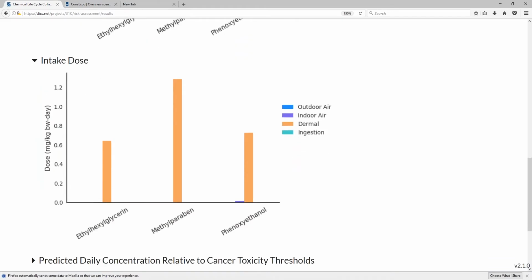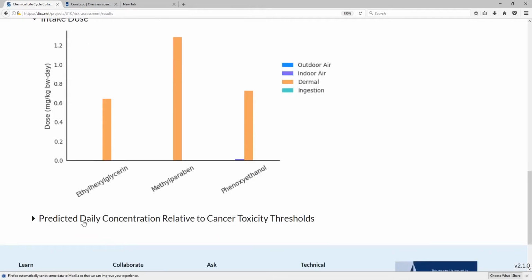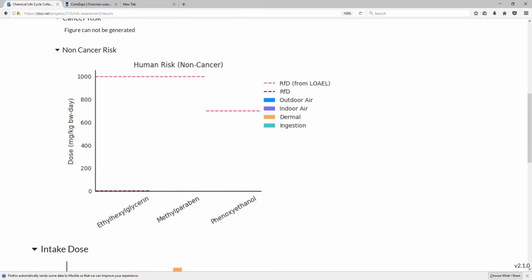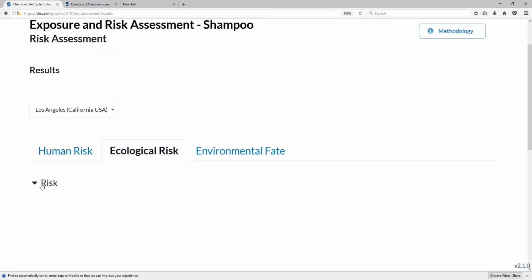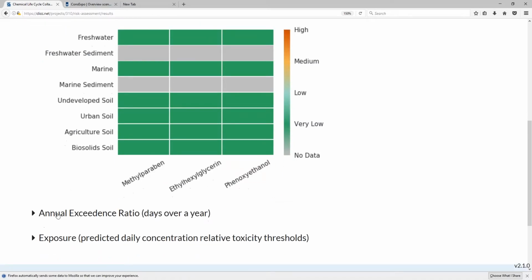And here we actually see that for this phenoxyethanol, there is an indoor air dose. It's a little bit more significant, slightly more volatile. But for the other ones, it's very low. But it gives you an idea of what the dose is in milligrams per kilogram of body weight per day for the three different compounds, based on the amounts that are typically used for them. And then their predicted concentrations. The most important would be the dermal. And then ecological risk. Again, from the information we have, none of these would present ecological risk.